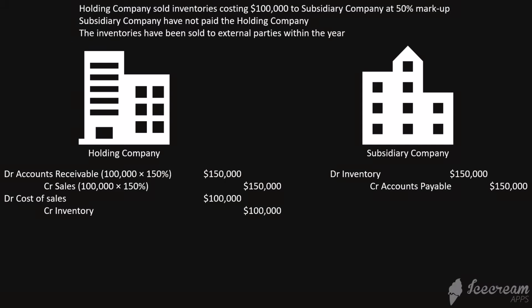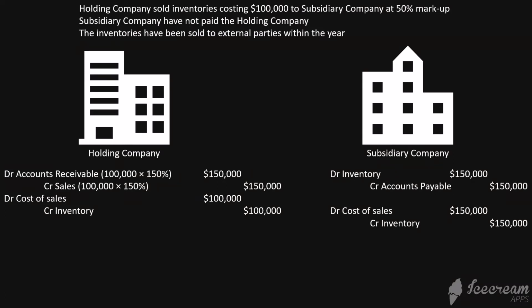The next entry the subsidiary will enter is debit cost of sales and credit inventory by $150,000 to record the sale of inventory to external parties. Now, don't worry about the price at which the subsidiary sold the goods. For the purpose of consolidation, the selling price to the external party is not relevant, so we will only look at the journal entry to record the cost of goods sold.